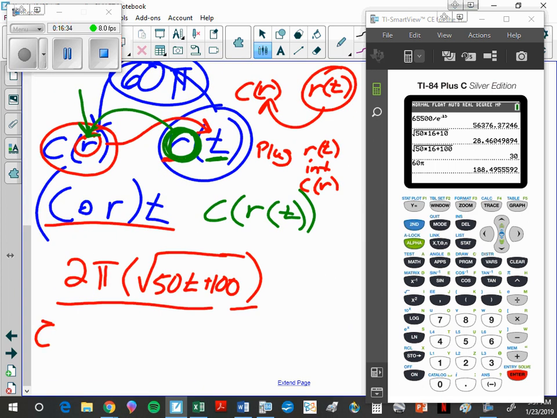So T gets turned into R, which gets turned into C. What does this formula do? Using time, this formula jumps from T to C. That's what composition of functions allows you to do. If you keep the functions separately, we turn time into radius, and then we plug radius into the circumference formula to get C. Composition of functions allows you to skip the middleman. You go straight from T to C.